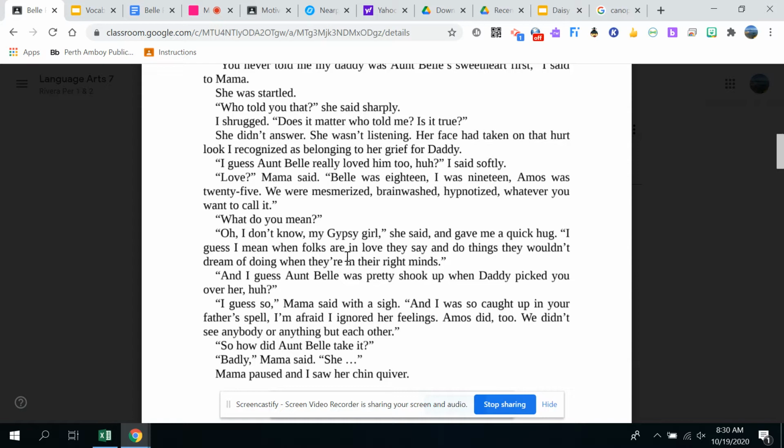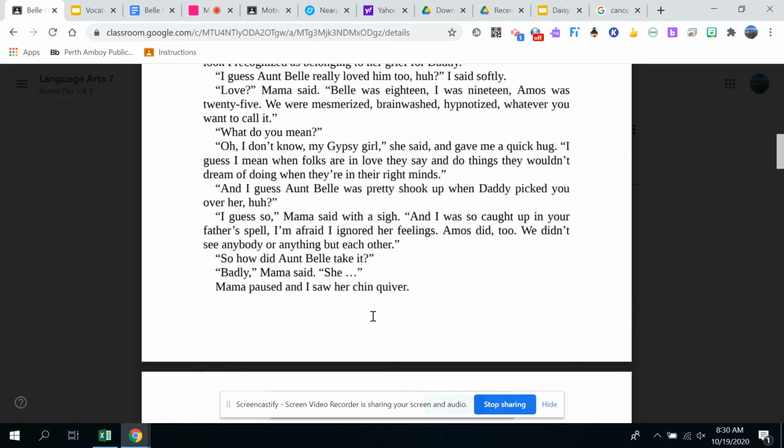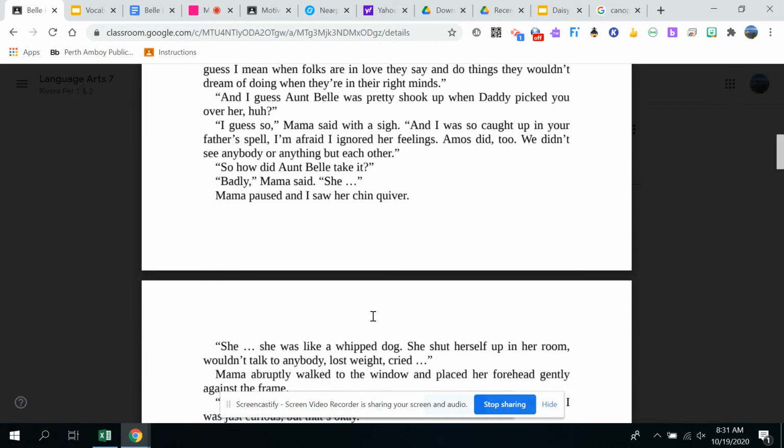What do you mean? Oh, I don't know, my gypsy girl, she said, and she gave me a quick hug. I guess I mean when folks are in love, they say and do things they wouldn't dream of doing when they're in their right minds. And I guess Aunt Belle was pretty shook up when Daddy picked you over her, huh? I guess so, Mama said with a sigh. And I was so caught up in your father's spell, I'm afraid I ignored her feelings. Amos did too. We didn't see anybody or anything but each other. So how did Aunt Belle take it? Badly, Mama said.